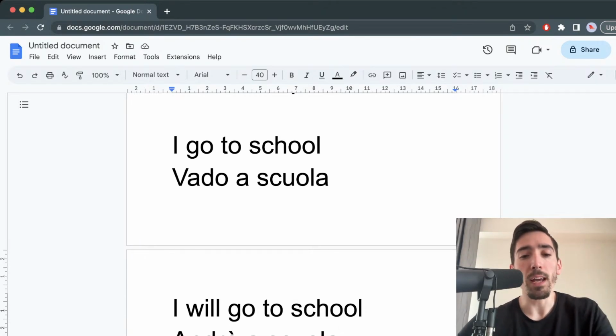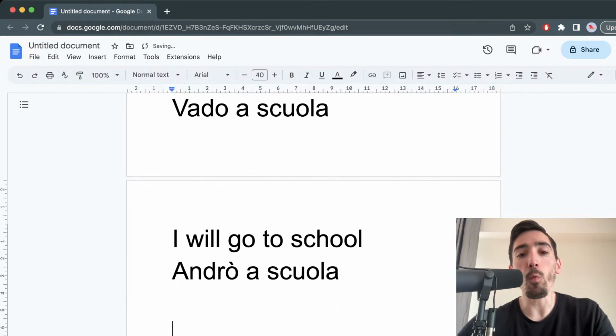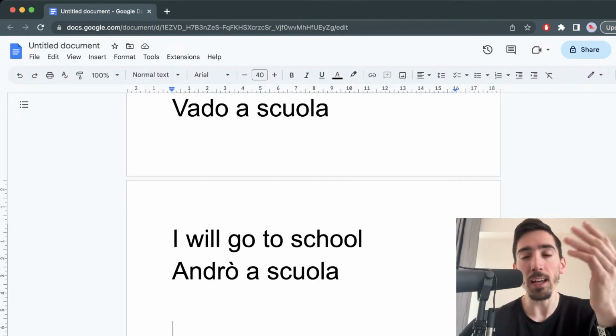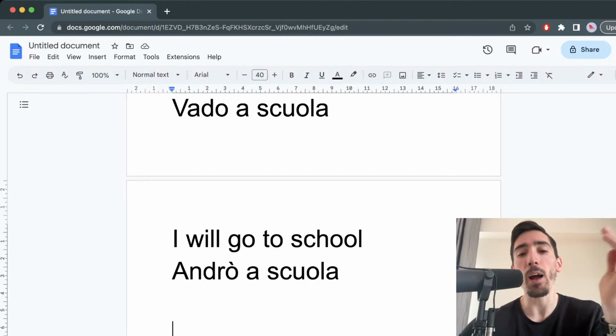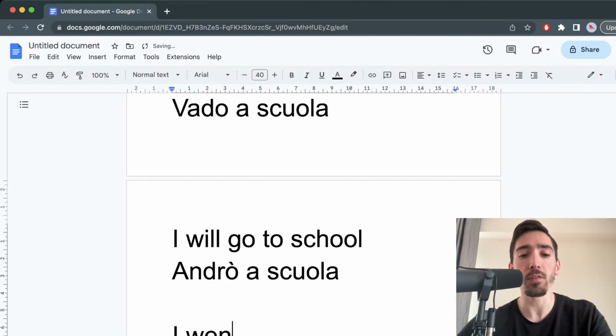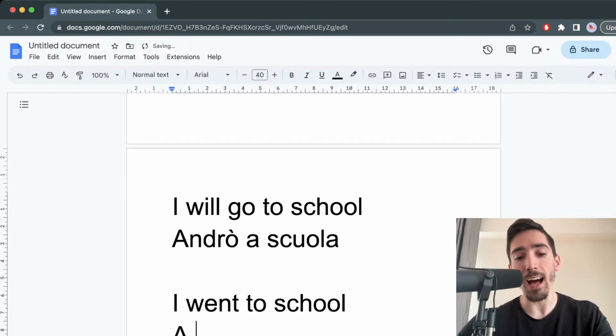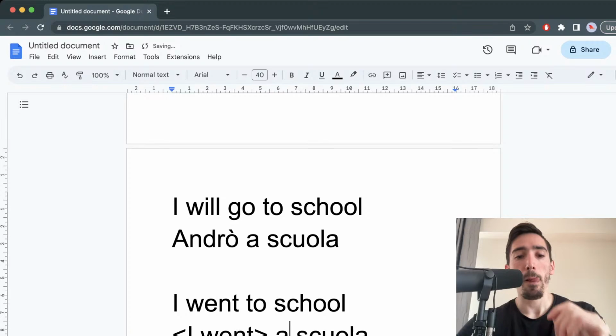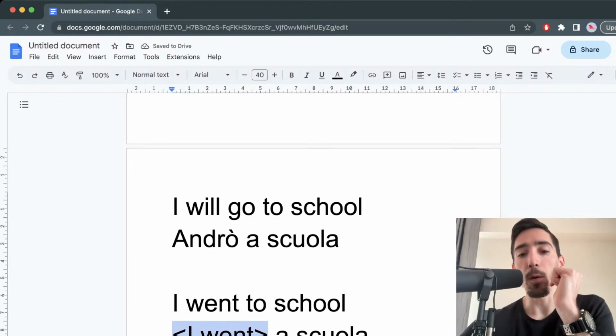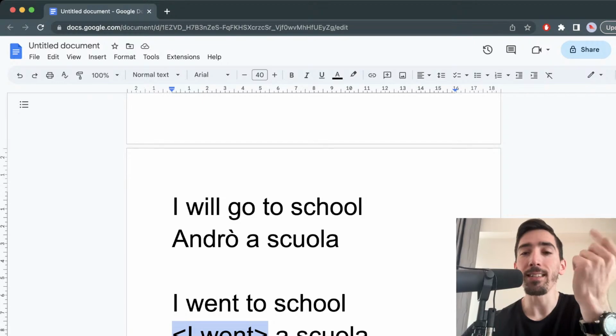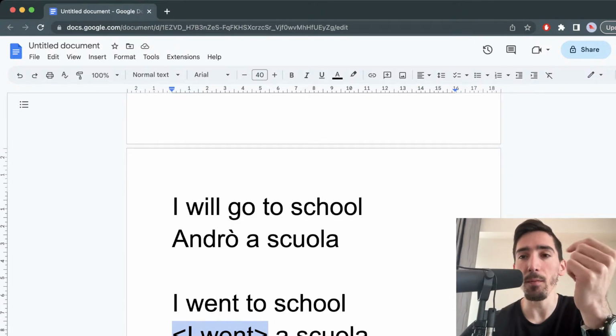The point that I'm going to make now is that if we want to say, I went to school in the past, say yesterday or last week, I went to school. We already know that to school is a scuola. How would you translate I went? So in Italian, we don't need the past simple. We need the present perfect, right?